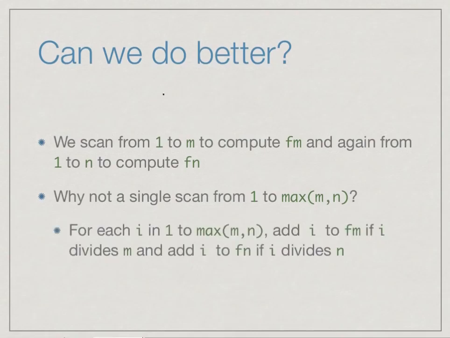In other words, for each i in this list 1 to the maximum of m and n, we first check if i divides m. If so, we add it to the list of factors of m. And then we check if i divides n, and if so, we add it to the list fn. So instead of doing two separate scans over 1 to m and then 1 to n and repeating the pass, we do it in one scan.